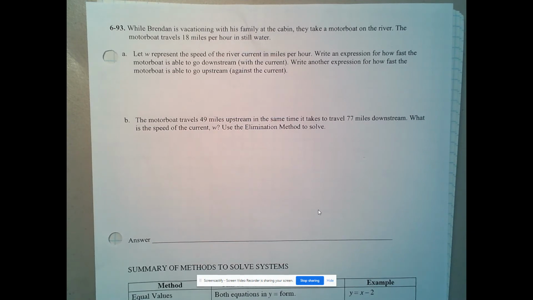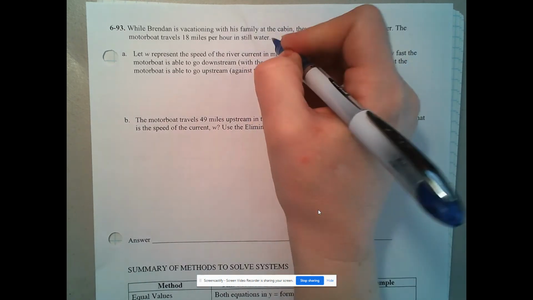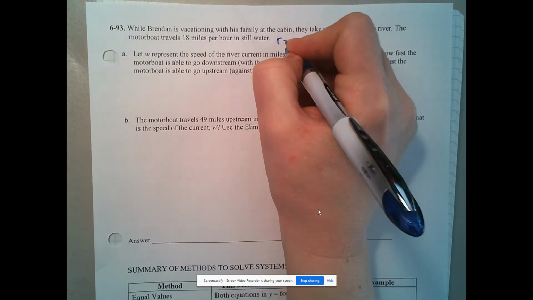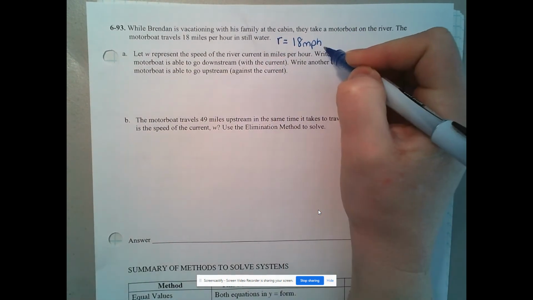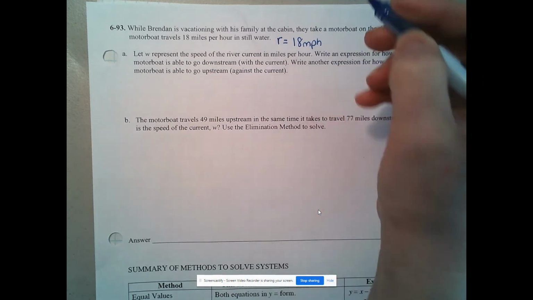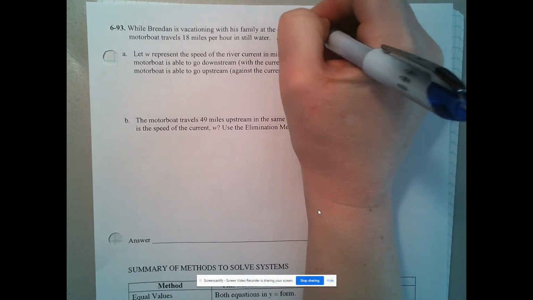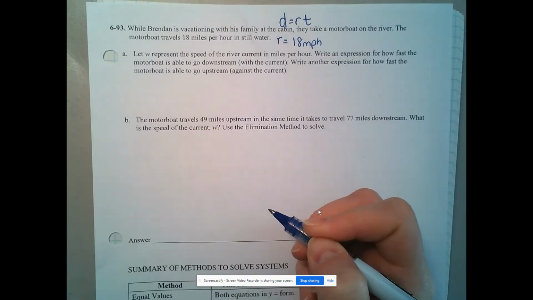While Brendan is vacationing with his family at the cabin, they take a motorboat on the river. The motorboat travels 18 miles per hour in still water. So we know that the rate in still water is 18 miles per hour. That's going to be really important because we're going to need that multiple times. We also need to remember distance equals rate times time is our general equation.